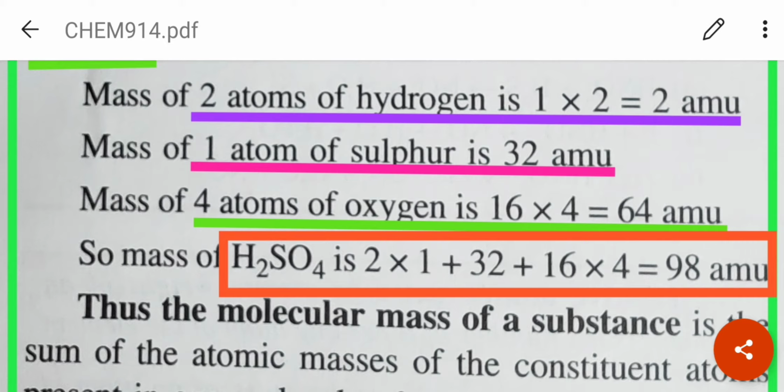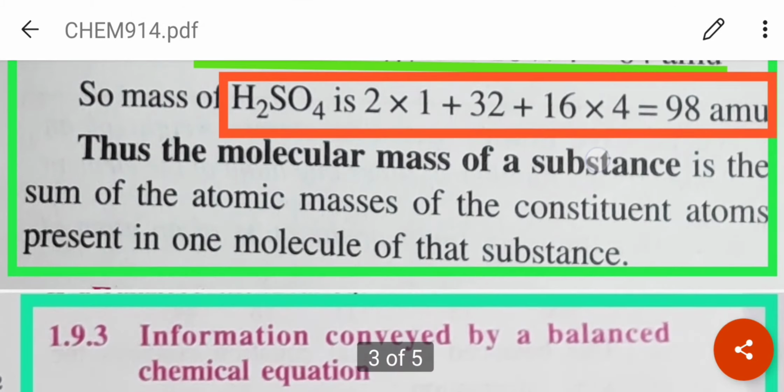So, what is the molecular mass of H2SO4? We need to add all the atomic masses. 2 plus 32 plus 64 is equal to 98 atomic mass units. Thus, the molecular mass of a substance is the sum of the atomic masses of the constituent atoms present in one molecule of the substance.